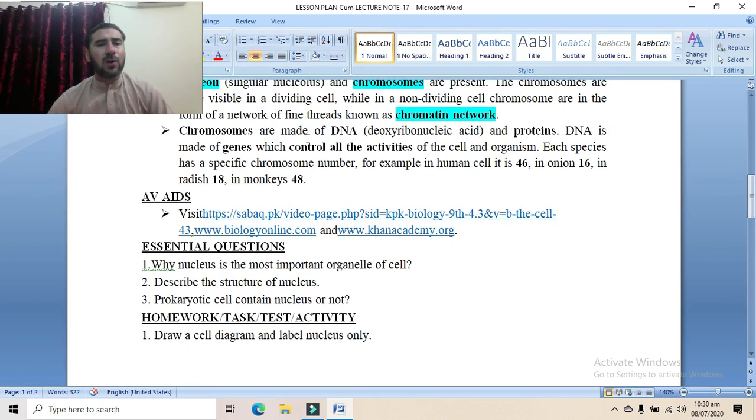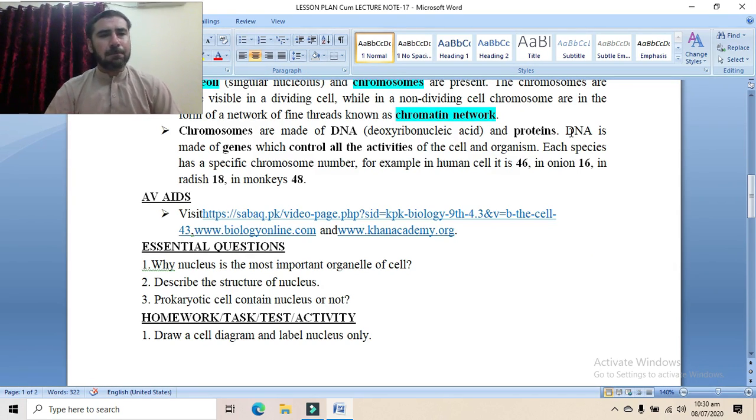Now chromosomes are made of DNA, deoxyribonucleic acid, and proteins. These are the two components of the chromosome. The histone proteins we have already studied in class 8. The DNA is wrapped around those histone proteins, and as a result the chromosomes are made.